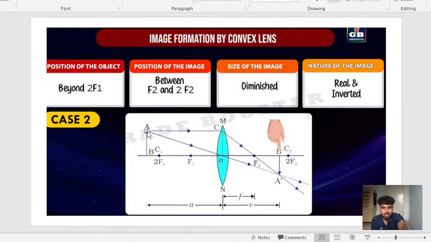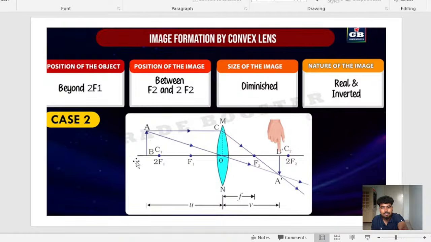So the next one is, when a ray of light passes through the optic center of the lens, what will happen? It directly passes through. It will never come back because we are talking about a lens. If it is a mirror, there will be reflection. Here it will not come back. So when these two rays meet each other, the image will be formed here.